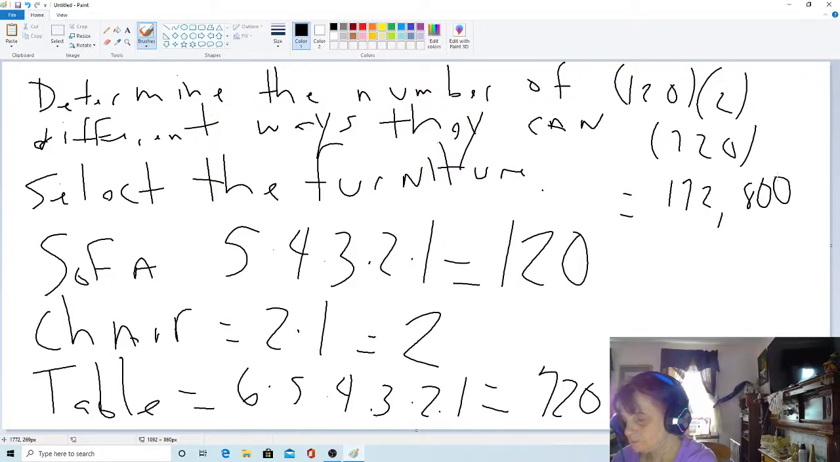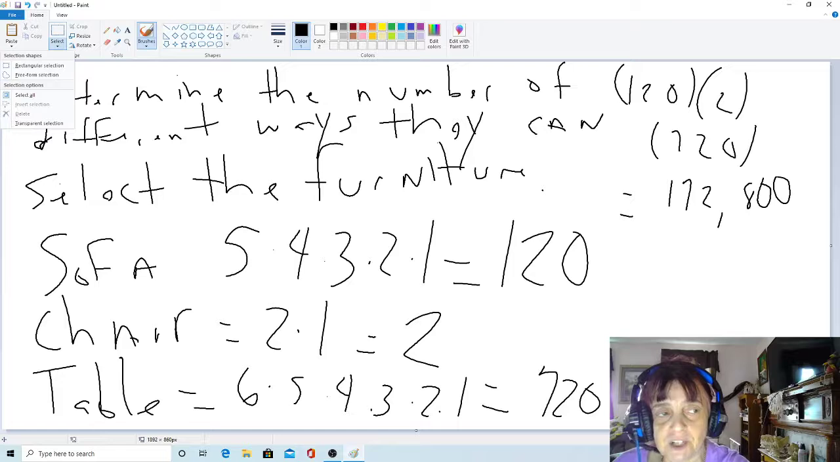Okay, now I do want to say that a permutation is an ordered arrangement of objects. A combination is an arrangement of objects with no regard to order. So that's one difference, the difference between a permutation and a combination.